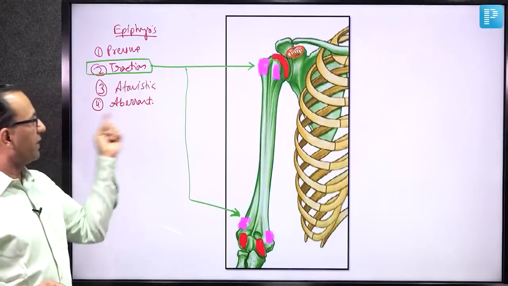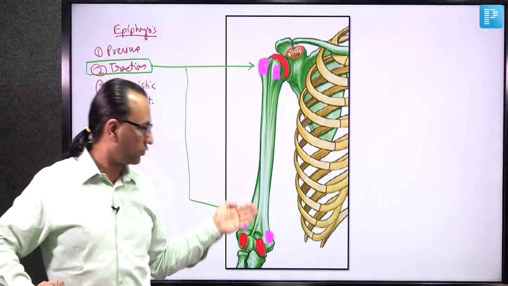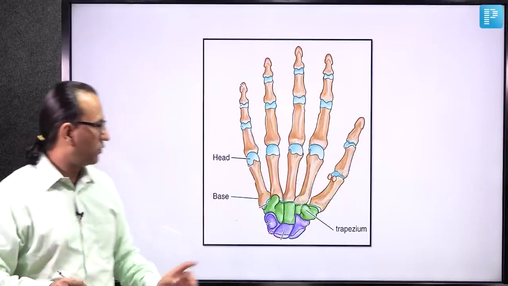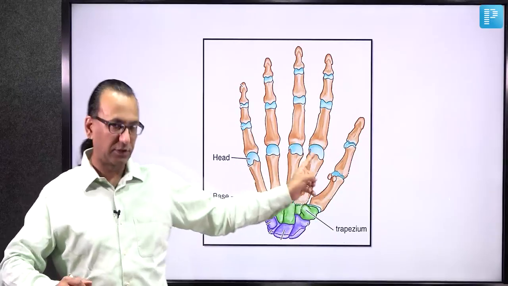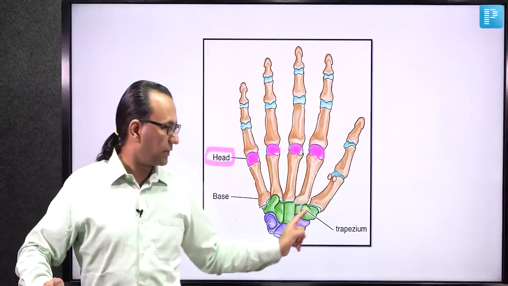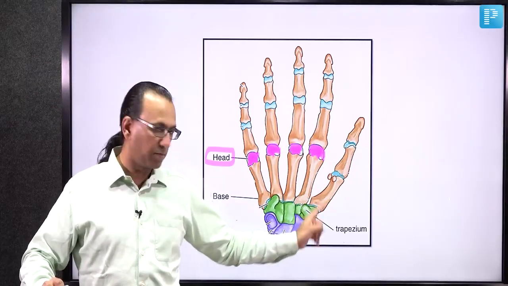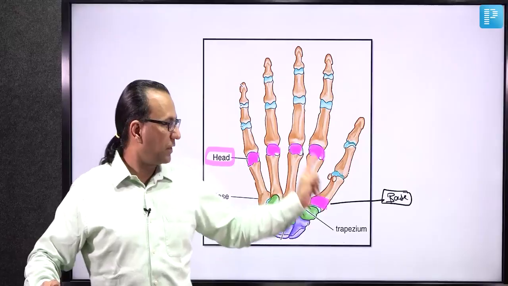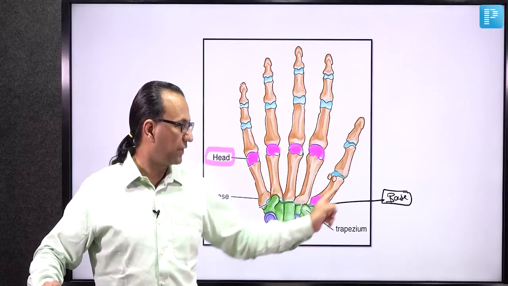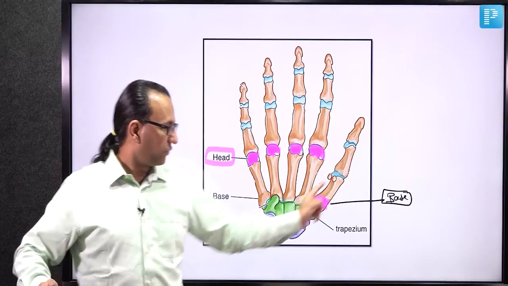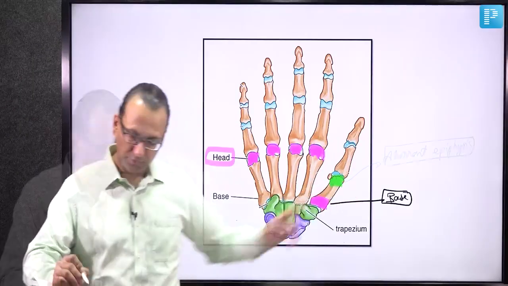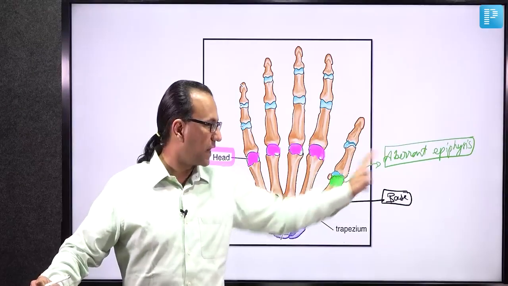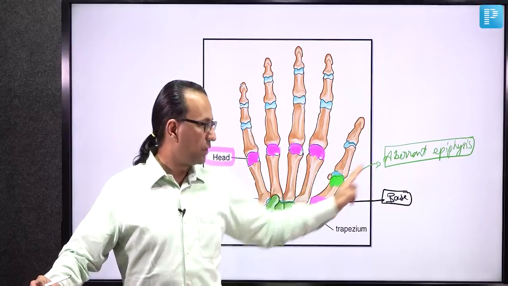Let us talk about the aberrant epiphysis now. For that, we have to come to the metacarpal bones. We need to understand that the head of each metacarpal is having one epiphysis, but for the first metacarpal, the epiphysis is at the base. Few people in the population can have one epiphysis at the head of the first metacarpal. In that case, we'll call it aberrant epiphysis because it is not normal and it is an aberration from the normal population.